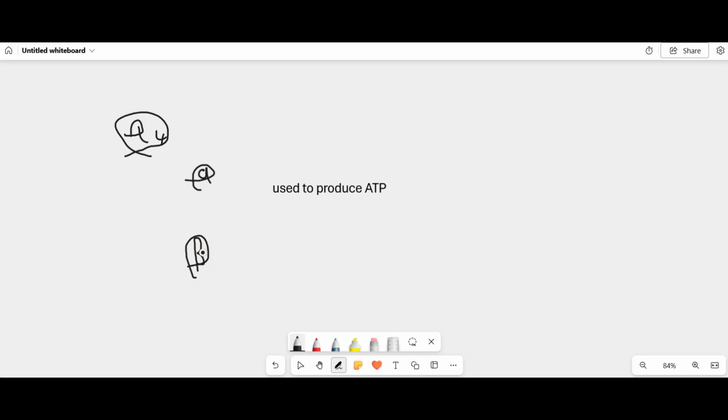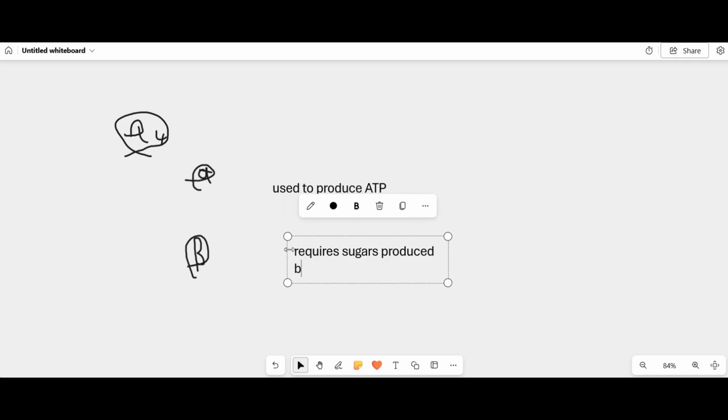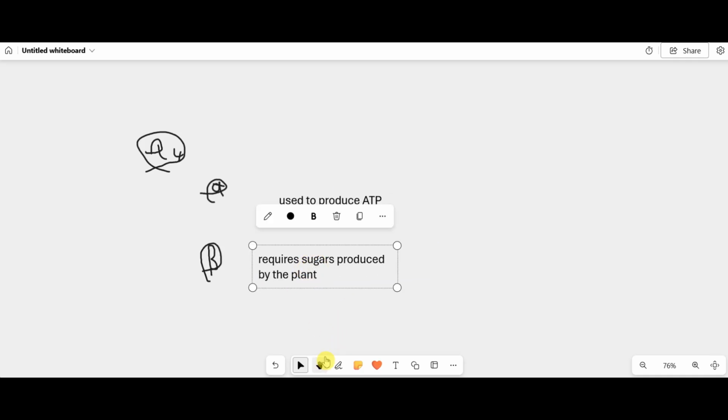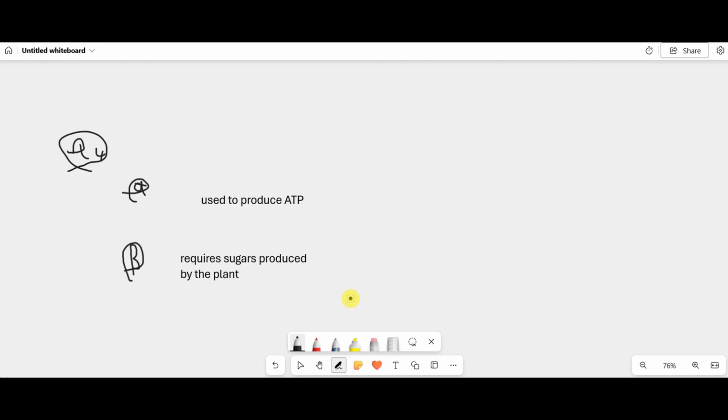Part B. Just one way in which AMF may benefit from an association with plants. AMF is some kind of fungi, so that's obviously going to require sugars produced by the plant. Obviously, it helps the plant because it increases the root surface area and that kind of thing, yeah.